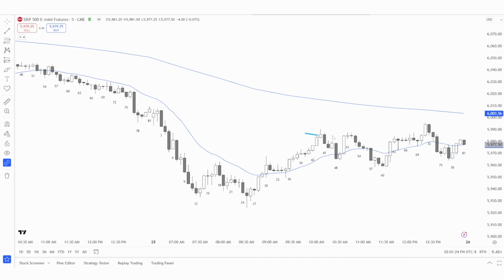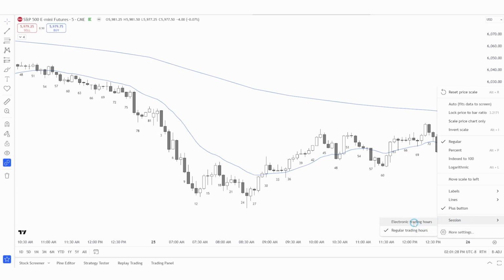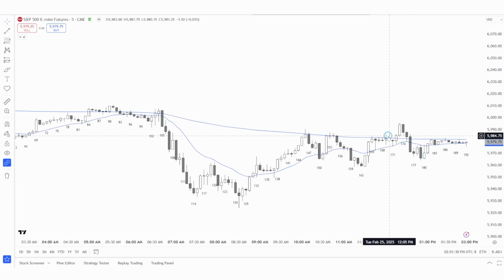I wanted to pinpoint this resistance real quick, or talk about it, because I was looking at the overnight session. And the reason I got out around here is because this is the third time bulls were failing to break above the EMA. I was really looking for a test of the high, but it failed.